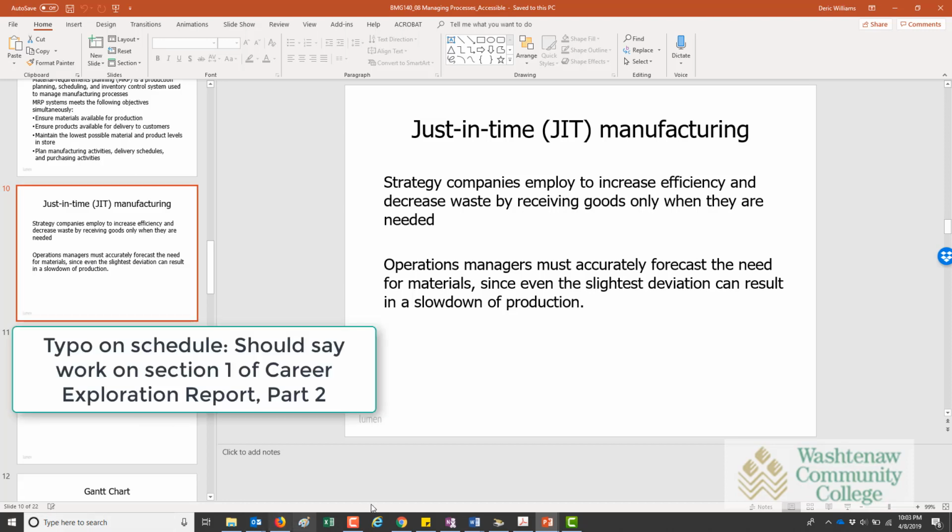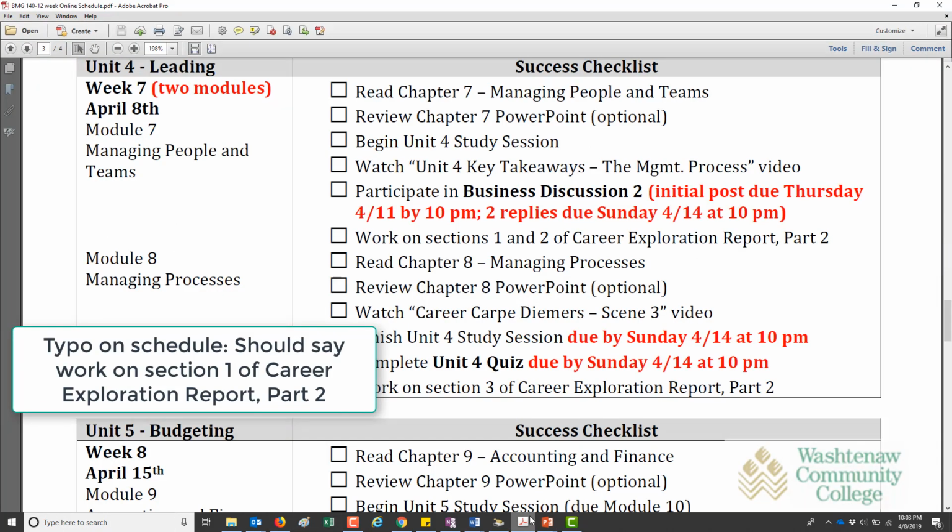All right, well, that is our modules for this week. Again, make sure you are pacing yourself. I do want to highlight one error. It says work on section 3 of the career exploration report. It should say section 1. Just make sure you are pacing yourself and you're doing a different piece of each section each week, and you will definitely have it completed in time for the second submission.